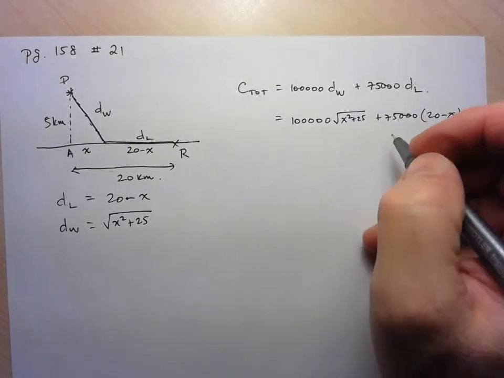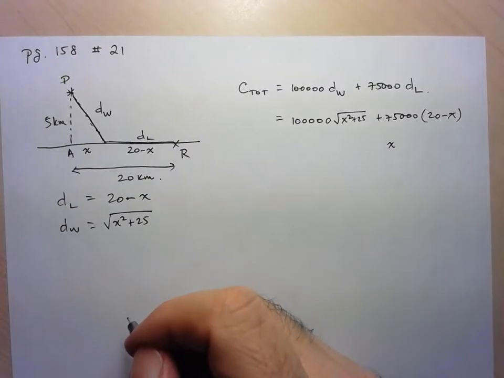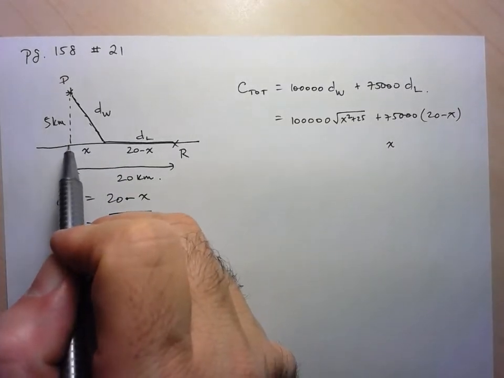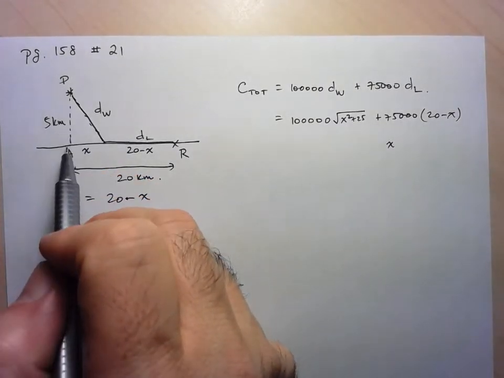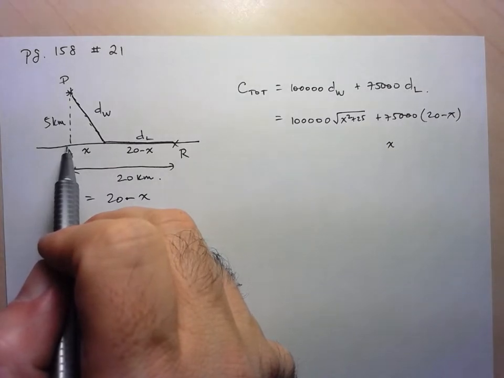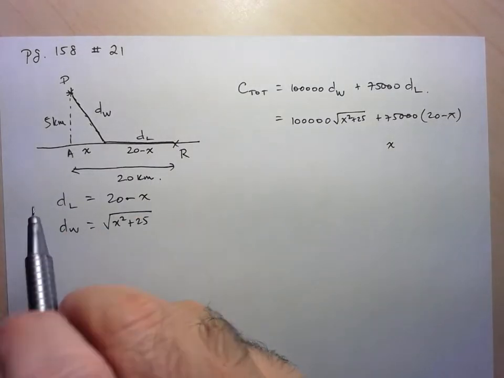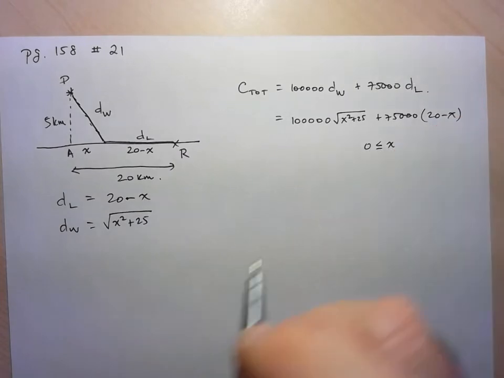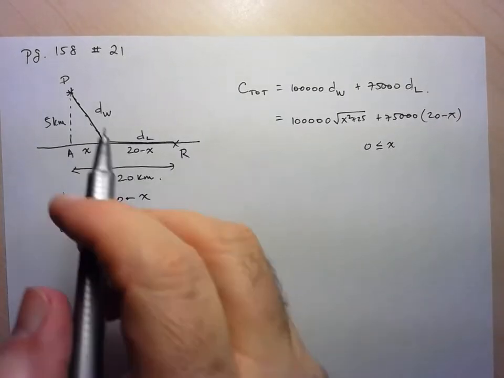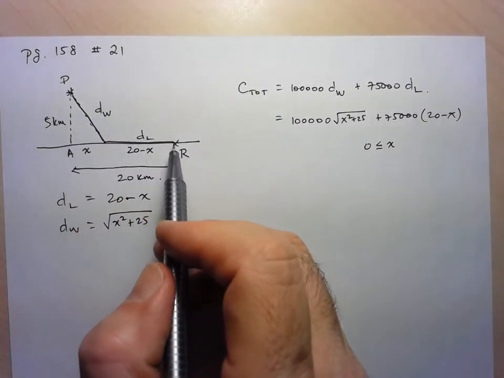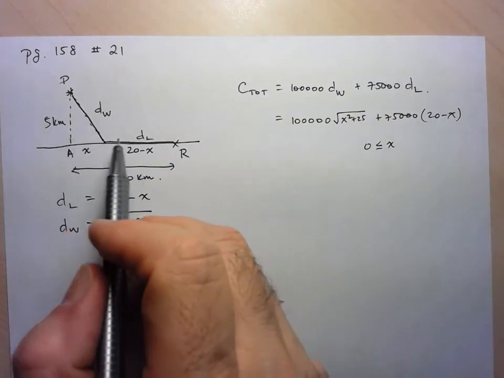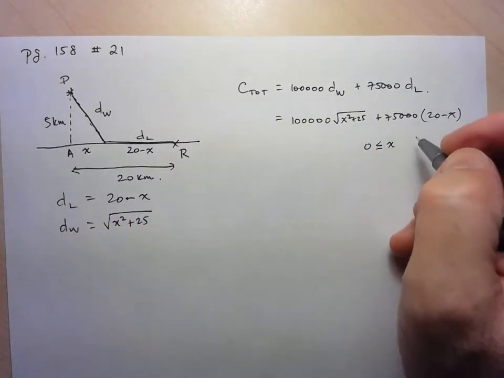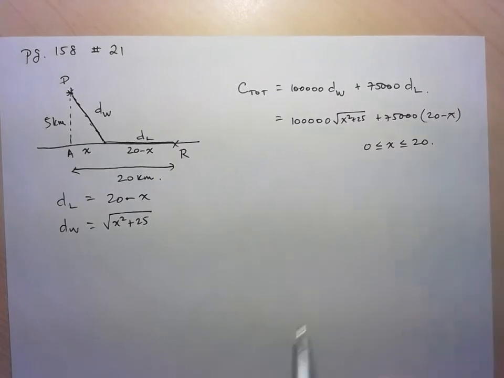Let's think about the constraints on this variable here. Well, if x is equal to 0, it means we're going straight down to the shore and then all the way across 20 kilometers. So that is a possible solution. Or you can go straight across all along the water, in which case x is going to be extended all the way there. So at most, x can be equal to 20. Okay, so that's the constraint on our variable. So now we've got our model.